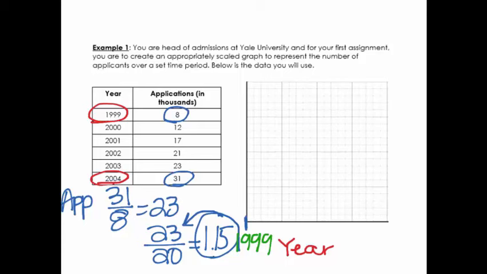Now we said every 4 boxes I can write a new number, so I'm going to do 1, 2, 3, 4 boxes. This is going to be 2000. I'm going to turn this sideways to fit it. And then I'm going to count 4 more boxes. 1, 2, 3, 4. This is 2001. 1, 2, 3, 4. This is 2002. 4 more boxes is 2003. And I'm left at 2004.